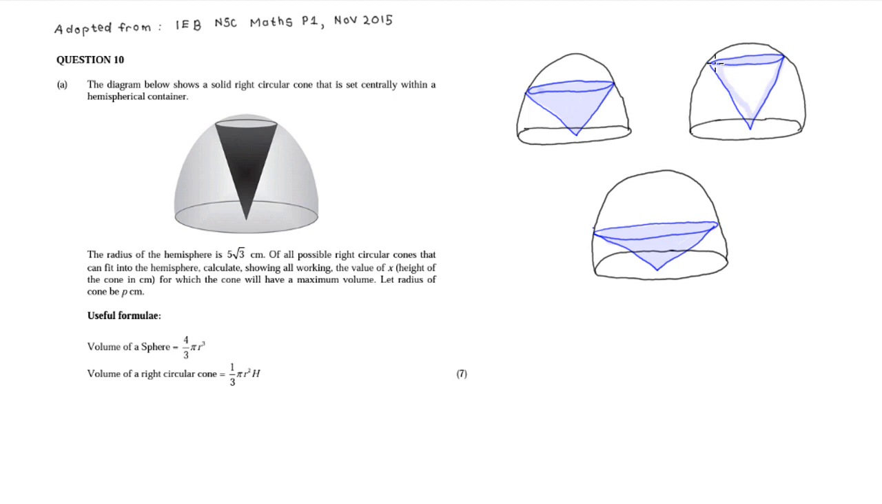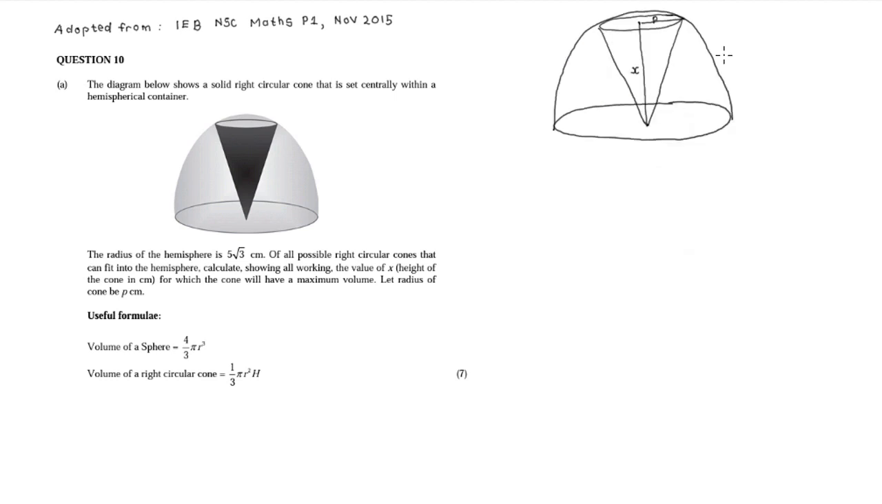So what we need to find is the x value, the height of the cone, which will give it its maximum volume. What height must this cone have so that when it's inscribed inside of this hemisphere, it has the maximum volume? Because you can see there are different scenarios of these cones, and each of them has a different volume.